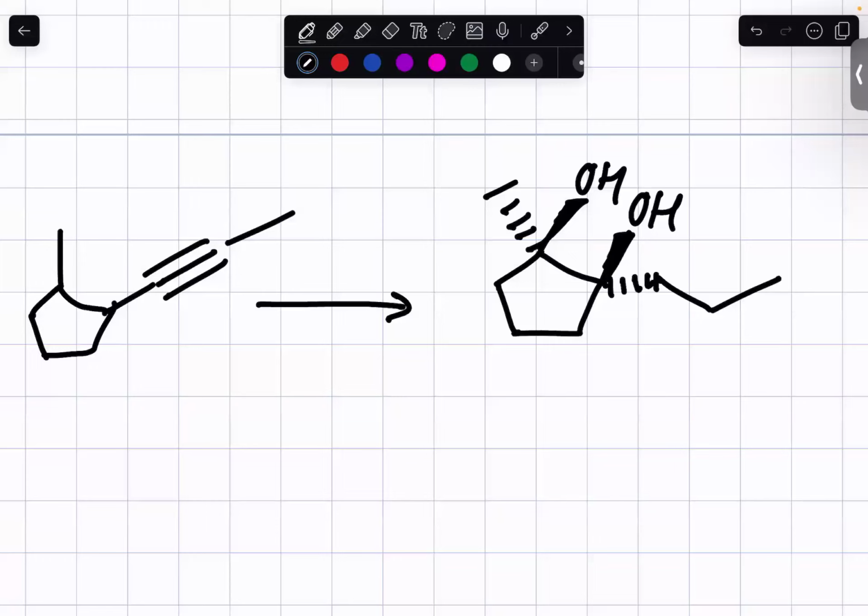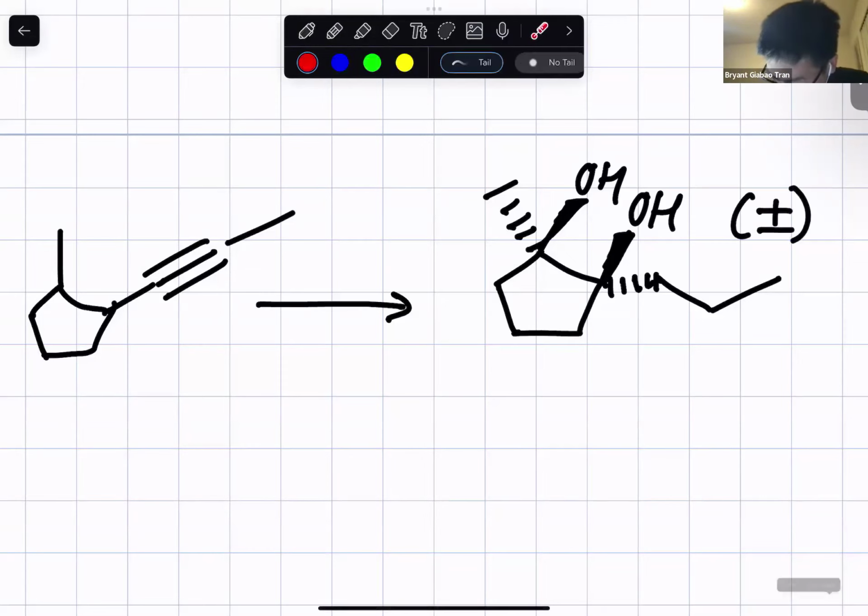Is it racemic? Oh, it is. Yes. Okay. It could be the other way as well. This alcohol could be dashes, or the dashes could be wedges as well.